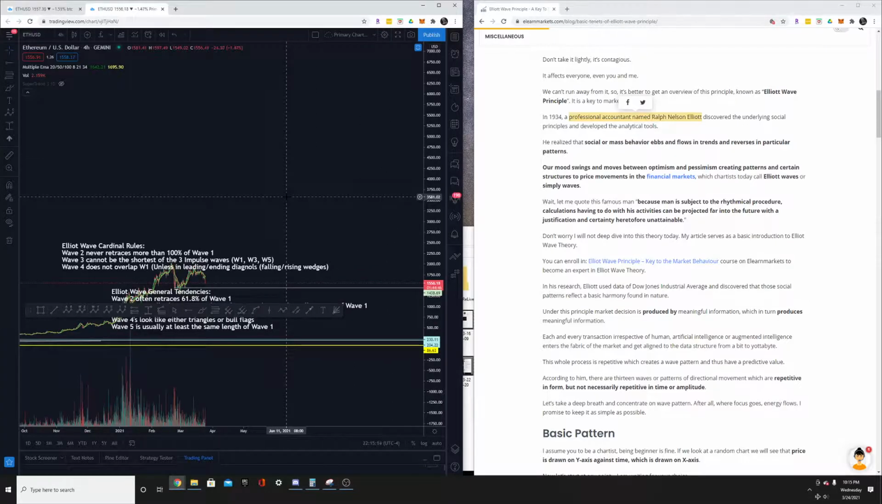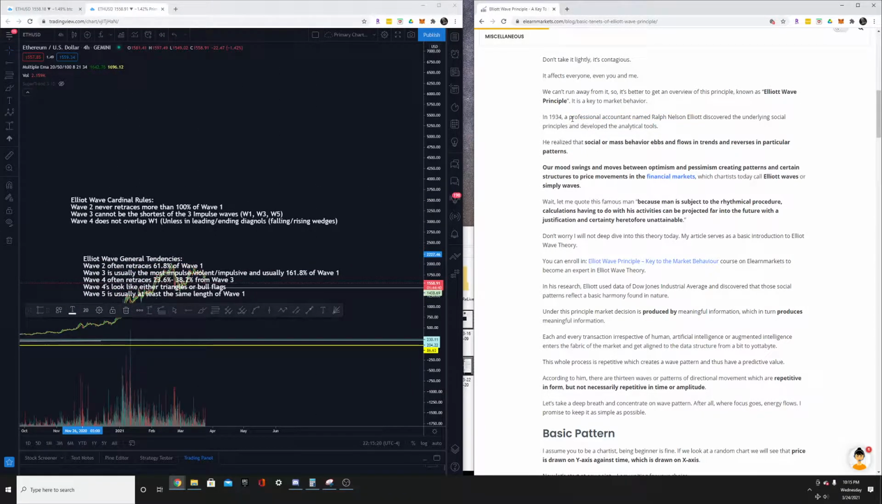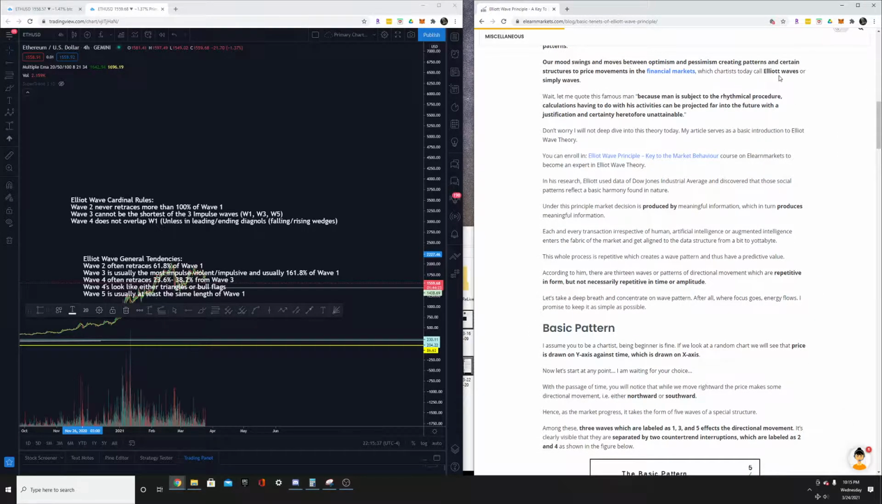I really like it because it's interesting to me and I use it as part of my tool set to trade. So what is Elliott Wave? Elliott Wave was founded by a professional accountant named Ralph Nelson Elliott, where he discovered the underlying social principles and analytical tools, and he noticed these patterns in the financial markets. So people follow his patterns now and they call it Elliott Wave.